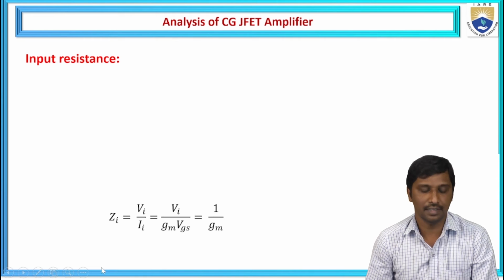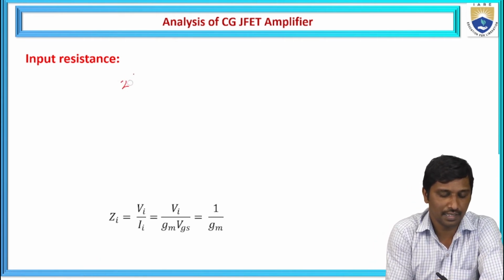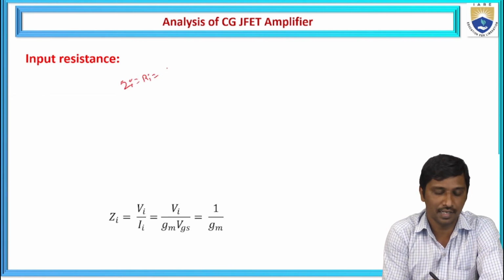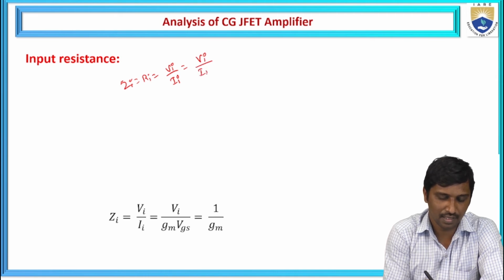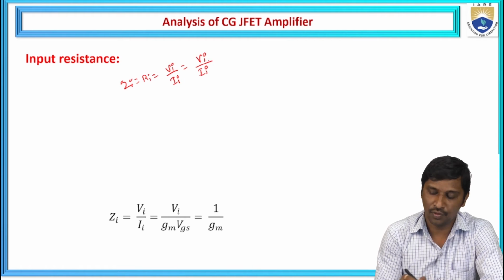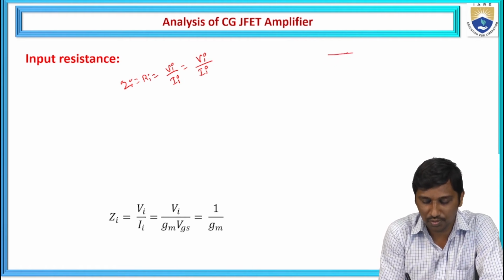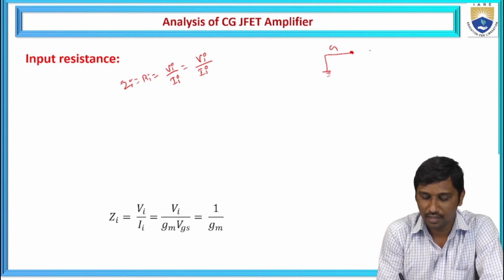If you want to calculate the input resistance, we define it as either Zi or Ri. It is defined as the ratio of input voltage to input current, that is Vi by Ii. On the input side, if you observe the circuit of the small signal model, this is the gate and this is the drain side.